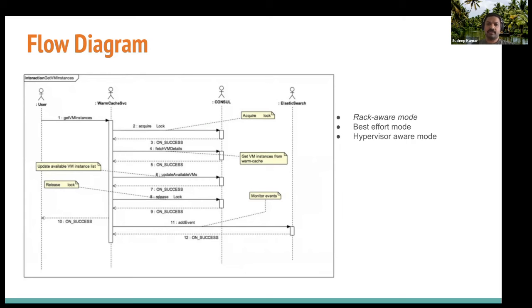The best effort mode is wherein you'll try to get VMs on different racks. If not, you'll try to get them on different hypervisors. And if not, then whatever is available, you give it back. And then there is a hypervisor aware mode, wherein you're essentially trying to get it on different hypervisors, which is typically useful if your application has high network IO throughput or disk IO throughput, because each hypervisor has its own networking card and a dedicated disk.